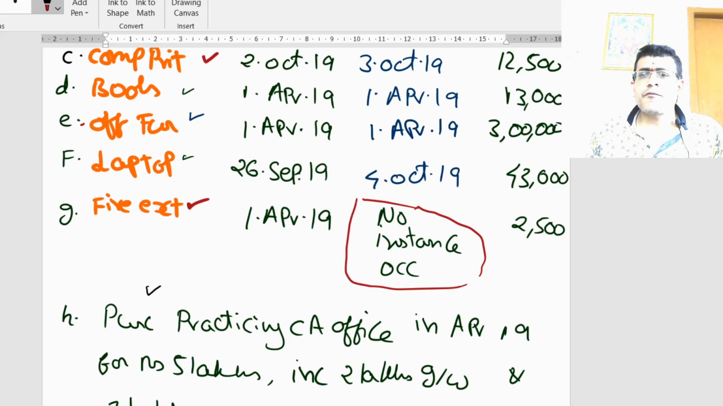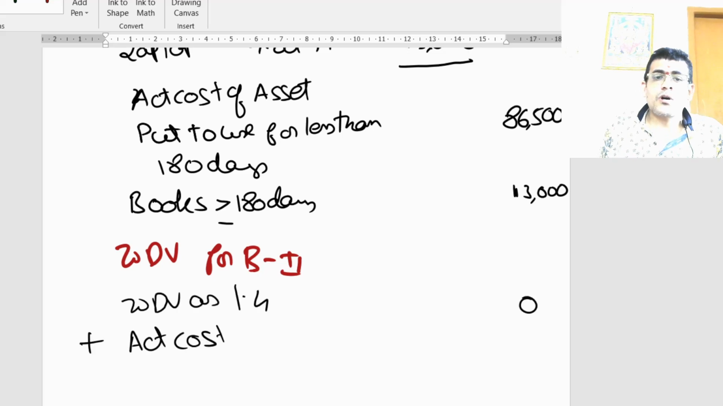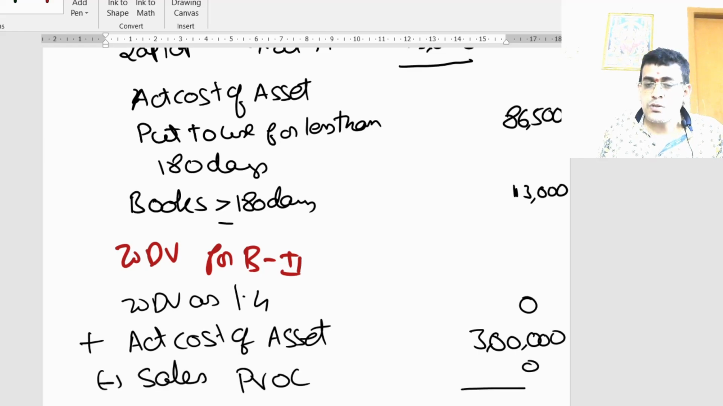So here, WDV for block 2: WDV as on 1st April, the beginning of the previous year, is 0. Add the actual cost of assets acquired during the previous year. Only one thing is there, 3 lakhs. There is no sale consideration; less sale proceeds of the block falling under the same year is 0. Sale consideration received or receivable is 0. So ultimately the closing WDV is going to be 3 lakhs.